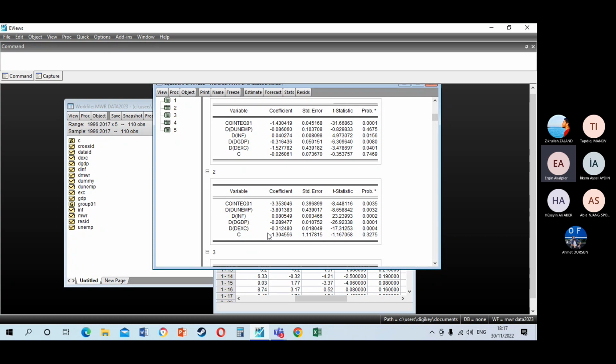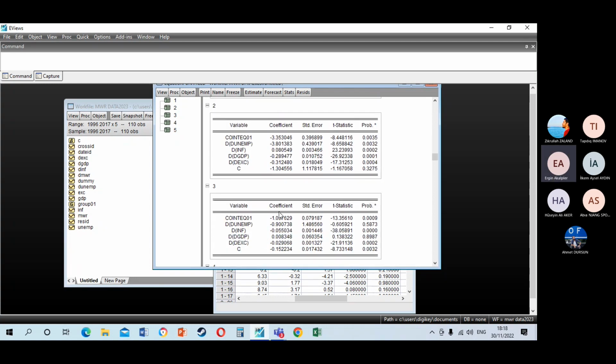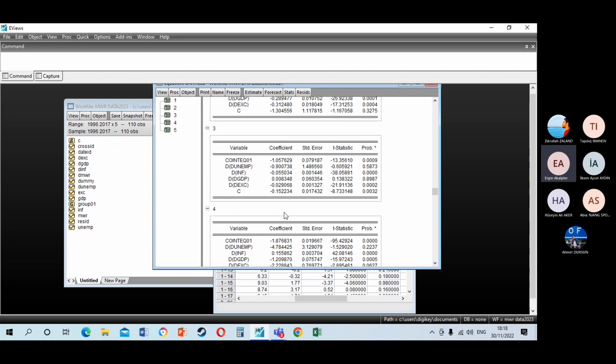For the second country, similarly, almost all the probability values are satisfied, and the speed of adjustment is also negative. For unemployment, it is negative. The relationship for inflation is positive, GDP negative, exchange rate negative, and it goes like this. I think I only have to control the Hausman test, something I missed. This was the panel presentation.